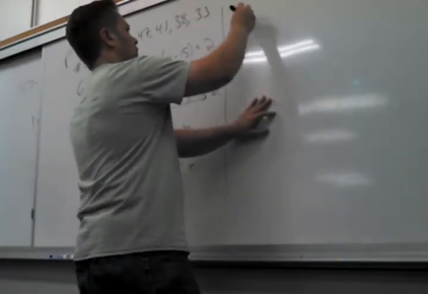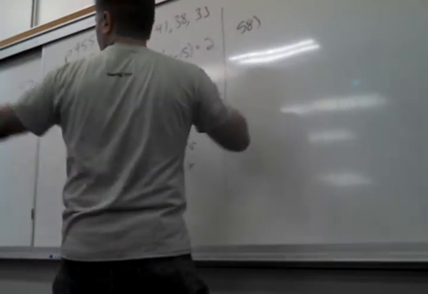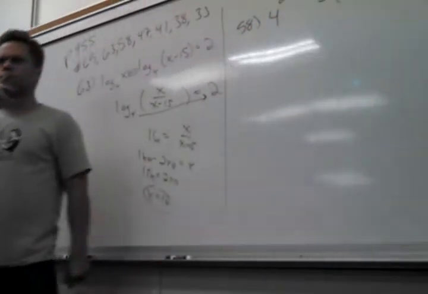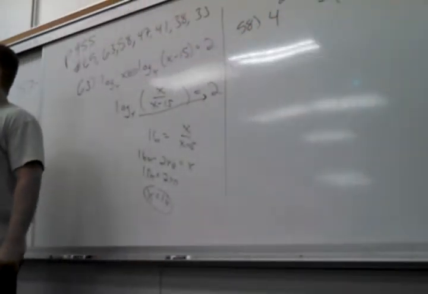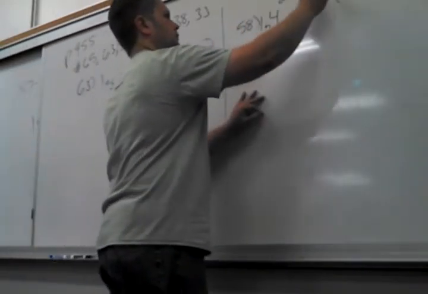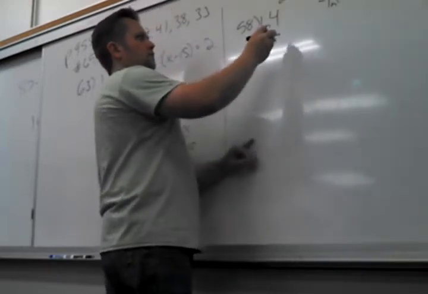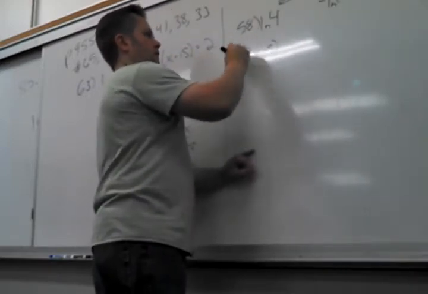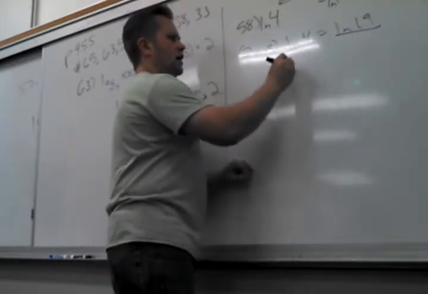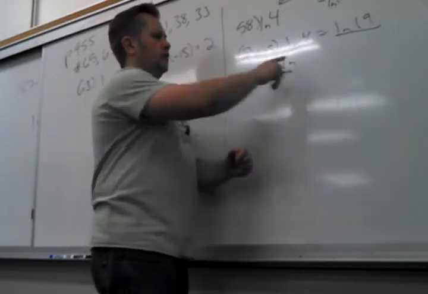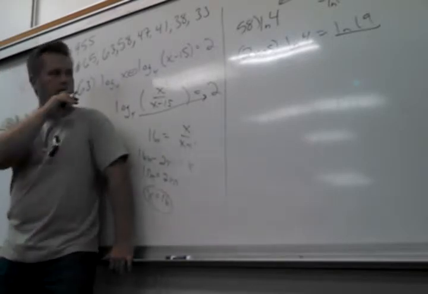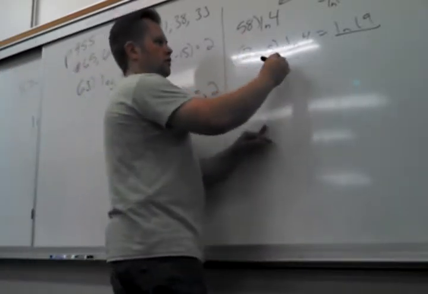Number 58. Oh, here we go. Yeah, you can do ln, you can do log, I don't care. I'm a math guy, so I'm going to do ln. Now this is a number, you cannot divide by ln. Right? It doesn't make any sense. It's like trying to divide by a square root symbol. So I divide by ln 4.